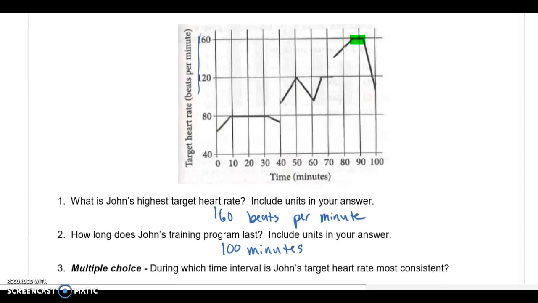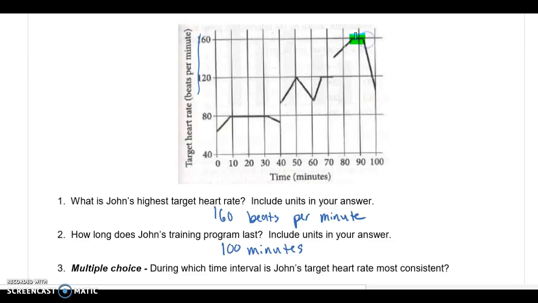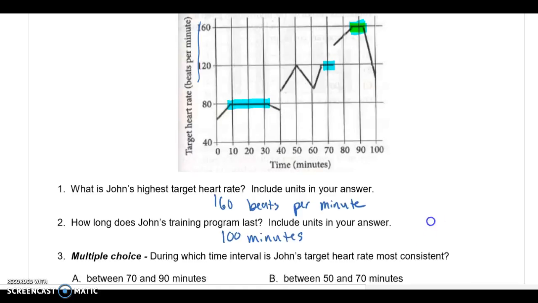Question 3, during which time interval is John's target heart rate most consistent? Most consistent means we're looking for just a leveling off. I'm seeing 3 spots where we have a leveling off. We've got one right here, and that's when he hits that highest target heart rate. We've got another one here, and then another one here. So we're looking for what interval has the most consistent heart rate.